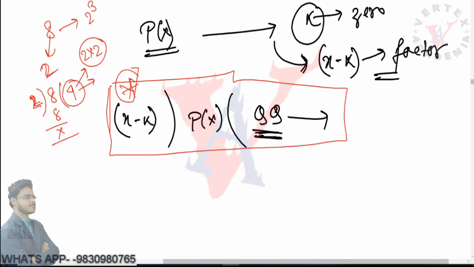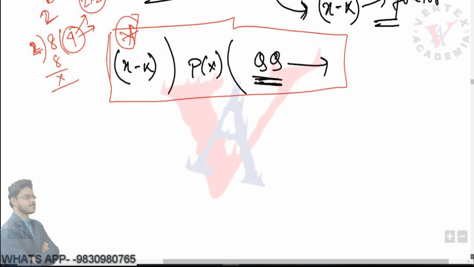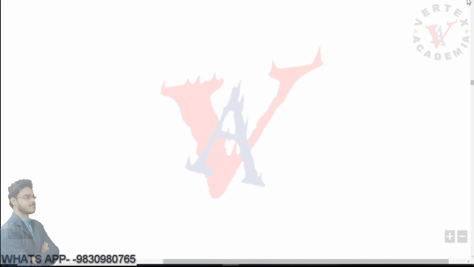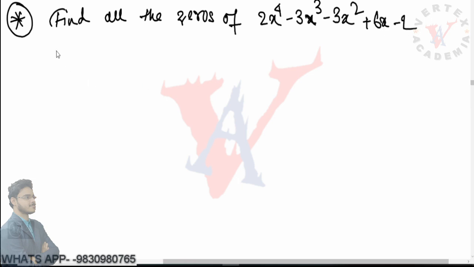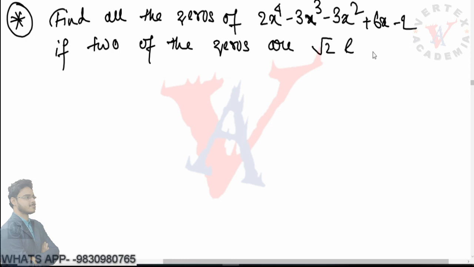Actually in class 10 NCERT, this is all about the division algorithm. Based on the last thing which I said, there may be some questions framed. I am taking a question for example, and after this you will be able to solve the other questions in NCERT. So the question is, find all the zeros of the polynomial 2x to the power 4 minus 3x cube minus 3x square plus 6x minus 2, if two of the zeros are root 2 and negative root 2.